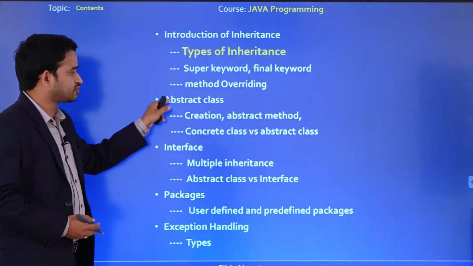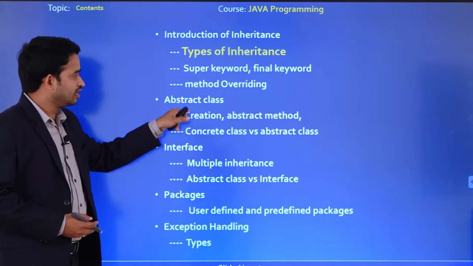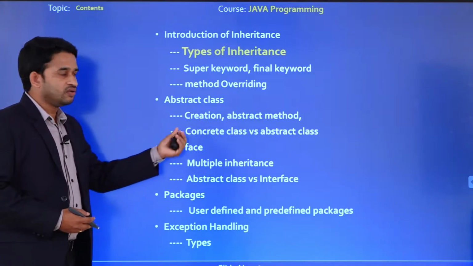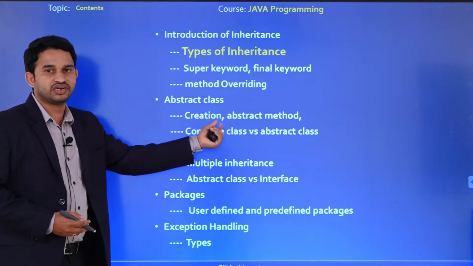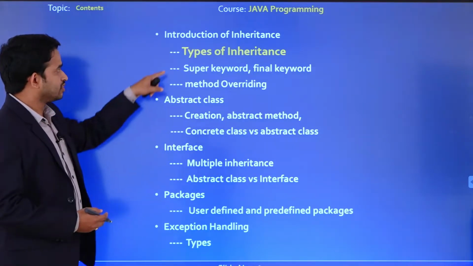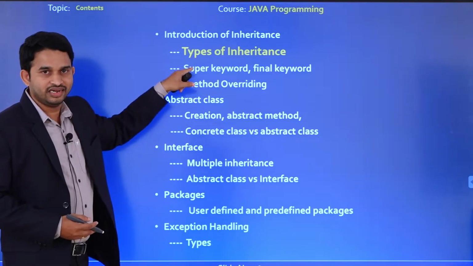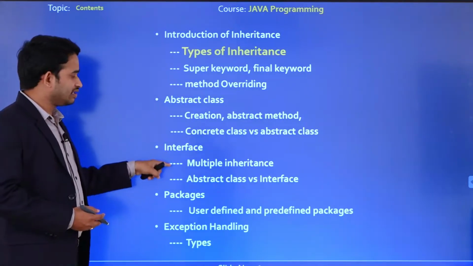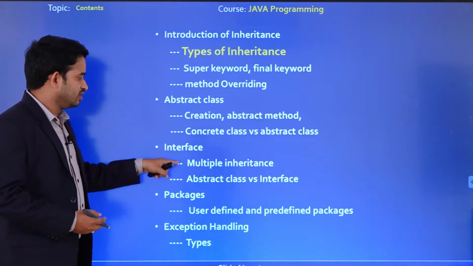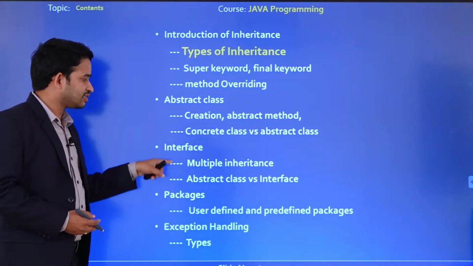The next chapter is abstract class. In this chapter, we are going to discuss how to create an abstract class, how to declare an abstract method, and the difference between a concrete class and an abstract class. The next chapter is interfaces. The drawback of inheritance is that multiple inheritance isn't supported in Java, but it is possible with the help of interfaces. We are discussing that multiple inheritance concept using interfaces. The next topic is the difference between abstract class and interfaces.